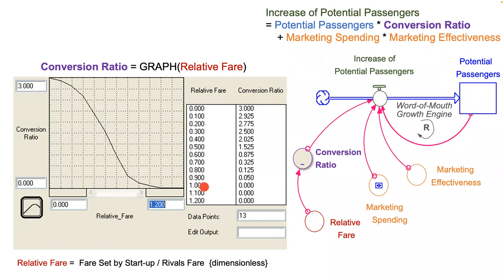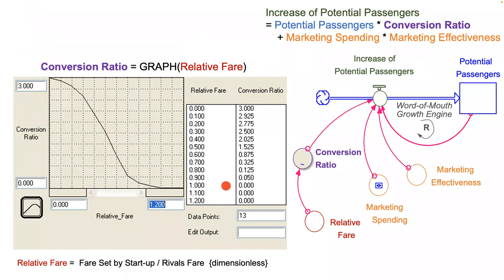But if we are charged exactly what the carriers charge, 1.0 relative fare, then we will get zero new passengers for every one passenger. And of course, if we charge any more than that, it's also still going to be zero. So this little lookup table here, hopefully you could find data for this, but even if you didn't, for the purposes of your final project, this shape is all that really matters. You could do a sensitivity analysis to see how much things change if this 3 is actually a 5 or a 10.